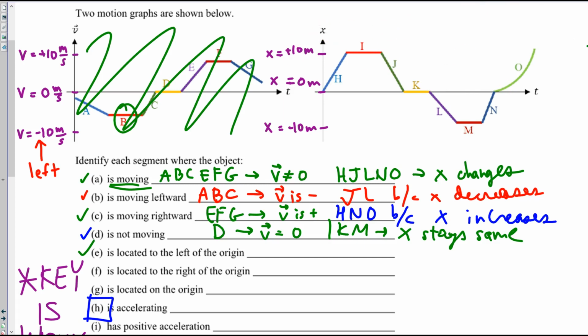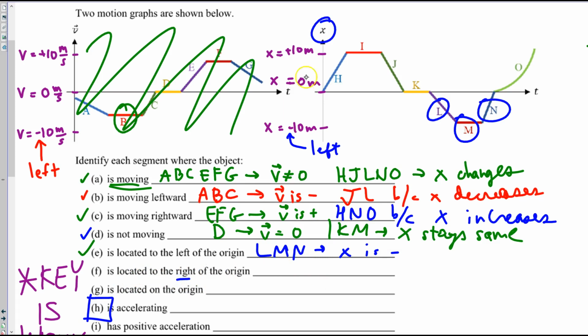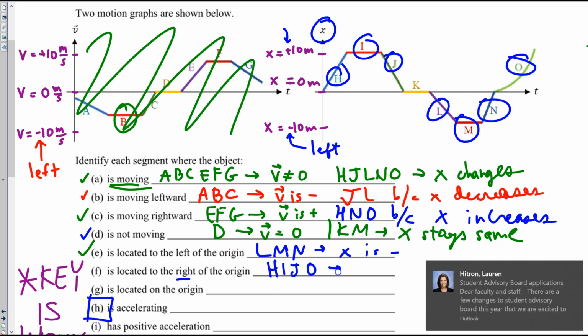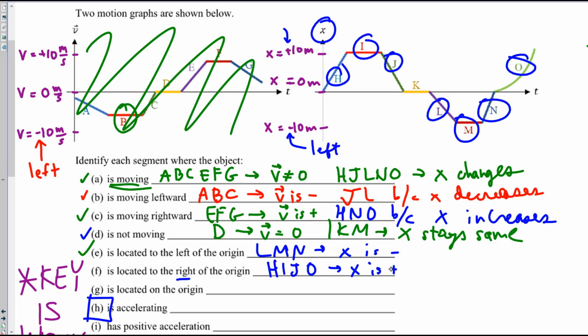So let's focus just on the position graph. You're located to the left if your position is negative. The negative means left, and the position means where you're located. So the answer would be any negative positions. That's going to be L, M, and N. Position is negative. You're located to the right when your position is positive. That's H, I, J, and O. Position is positive.